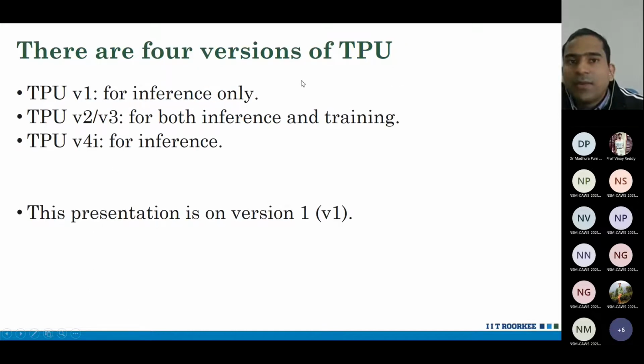There are 4 versions of TPU. TPU version 1 is only for inference. Versions 2 and 3 are for inference and training, and version 4 is for inference. In today's talk, I will discuss versions 1, 2, and 3. I will not explain version 4. Hopefully, by understanding this, you can easily read their ISCA 2021 paper and understand V4. So this first presentation is on version 1.